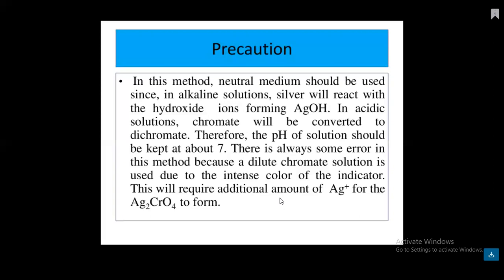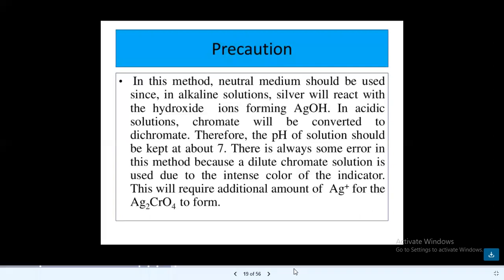ठीक है, तो कुछ ऐसे मेटल आइंस हैं जो कि एसिडिक सॉल्यूशन प्रिपेयर करते हैं, और कुछ मेटल आइंस जो कि कलर्ड सॉल्यूशन फॉर्म कर रहे होते हैं, उनको हम मोहर्स टाइट्रेशन के थ्रू क्वांटिफाई नहीं कर सकते. ठीक है, और रीजंस मैं आपको डिस्कस कर चुकी हूँ.